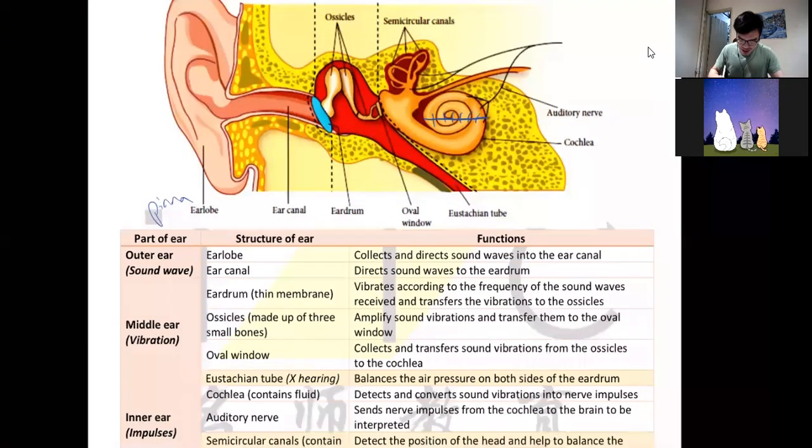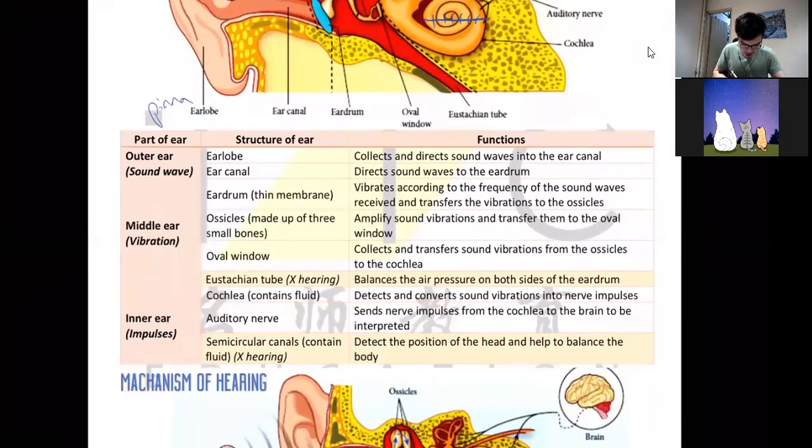Okay, so anyway, that's your cochlea. As you can see, the cochlea contains fluid to detect and convert sound vibration into nerve impulse. And the auditory nerve is to send nerve impulse from the cochlea to the brain. They send it to the brain.